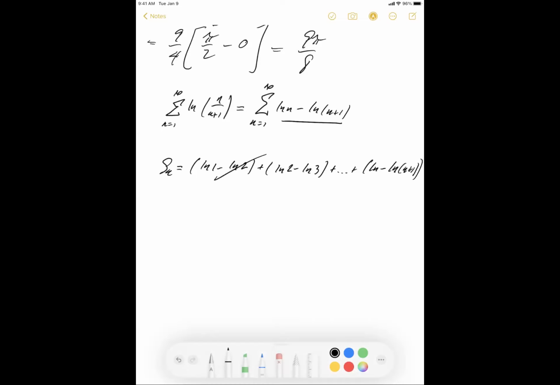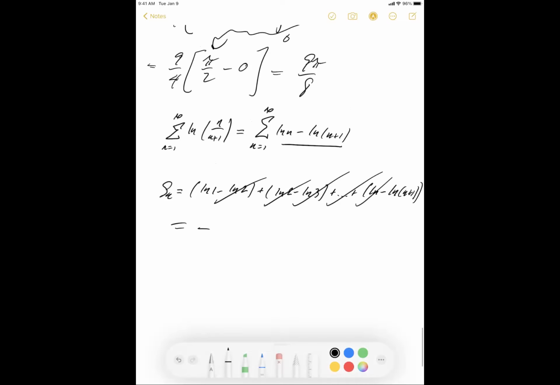So you get cancellation all throughout the middle. And so you're left with natural log of 1, which is 0, minus natural log of n plus 1. And as n goes to infinity, that goes to infinity as well. Right, that's right. And it diverges. Yep, diverges. All right, so that approaches infinity, so diverges.